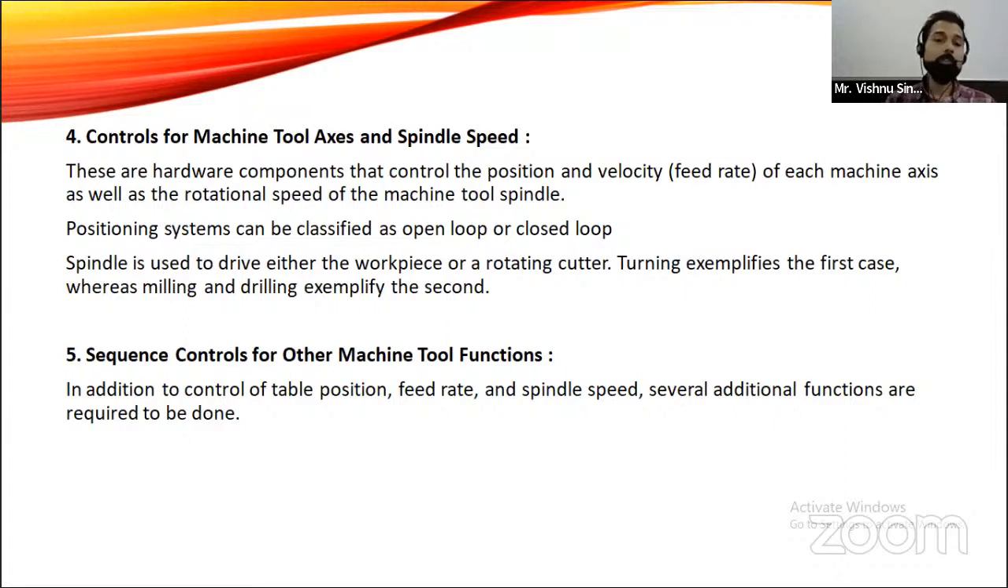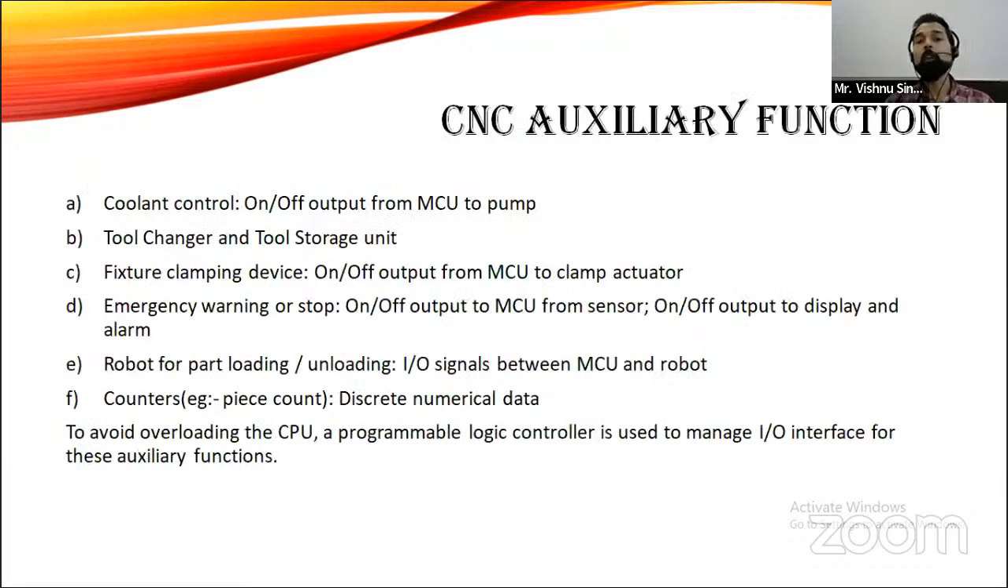Then fifth is sequence control for other machine tool functions. Now what are these other machine tool functions? In addition to controlling the table position, feed rate and spindle speed, several additional functions are required that can be controlled as well with the help of the machine control unit of a CNC machine.